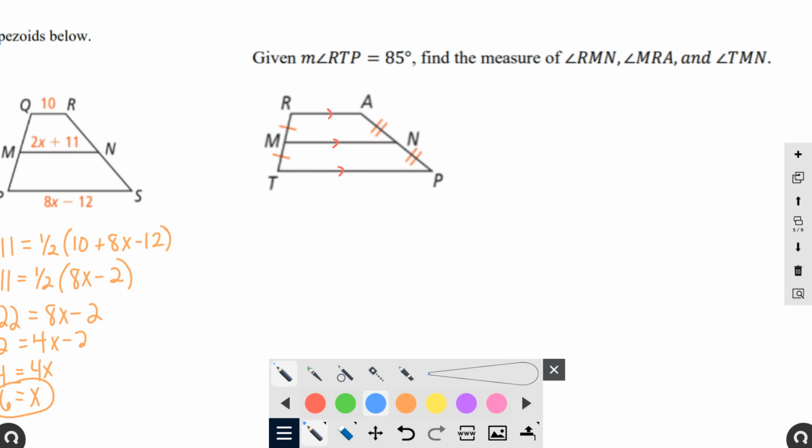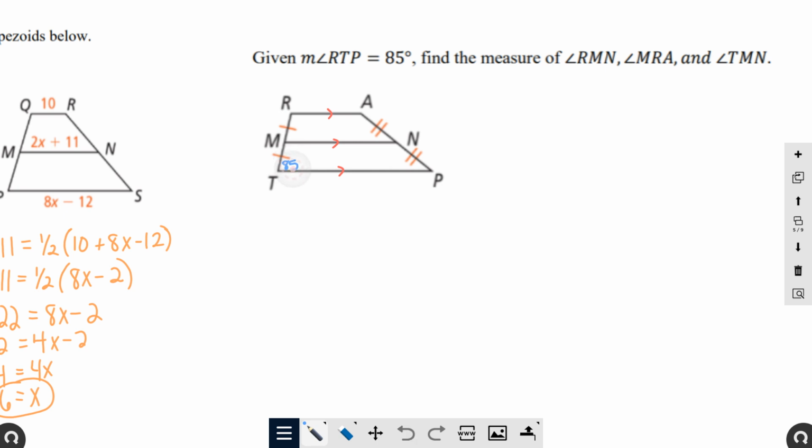So notice it says RTP is 85. T is that middle letter, RTP. So this angle right here is 85. Now, these are not isosceles. So the angle at T does not equal the angle at P, right? Do they even look the same? No, they're not the same. But because these lines are parallel, we could put some corresponding angles together. So if this angle at T is 85, corresponding would be the upper one at M. That's right. So this would be 85.